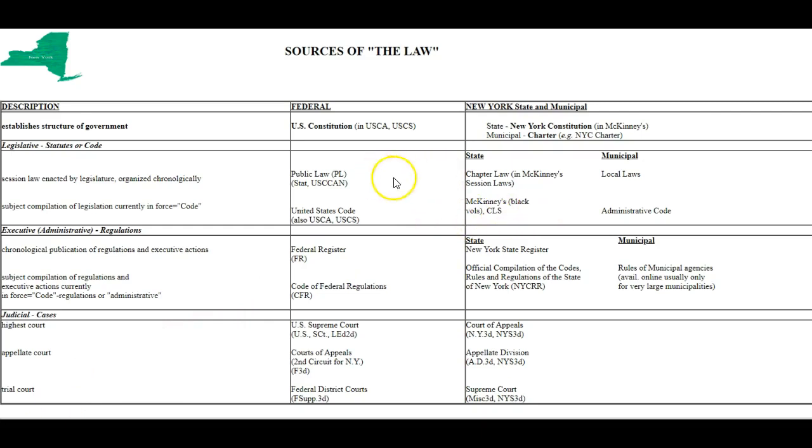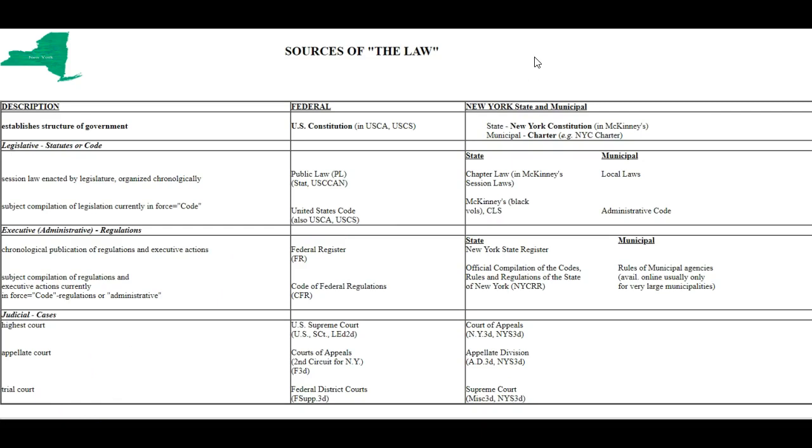So again, you will find the codified laws of New York that are currently in force, that are arranged by subject in McKinney's, the black volumes in print. Or on Westlaw, CLS, Consolidated Laws Service, again in print, or on Lexis.